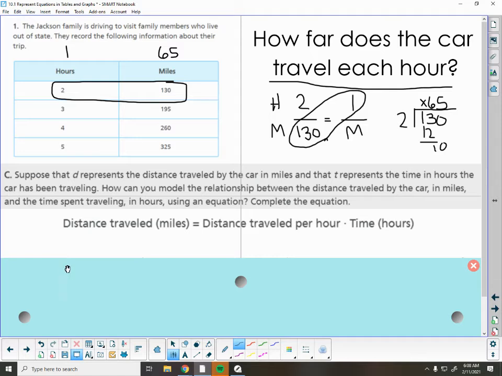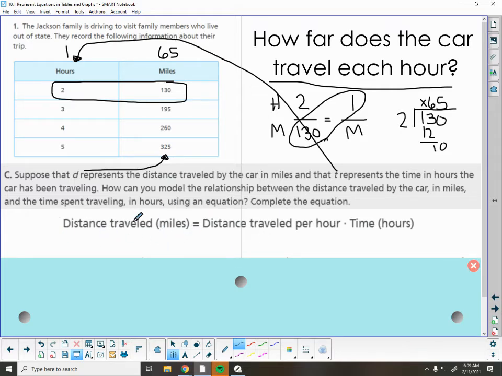So let's suppose that D represents the distance they traveled. D is representing their distance, and T is going to represent the time they spent in the car, in hours. So we are going to model the relationship between the distance traveled by car in miles and time spent. So we want to use this equation here.